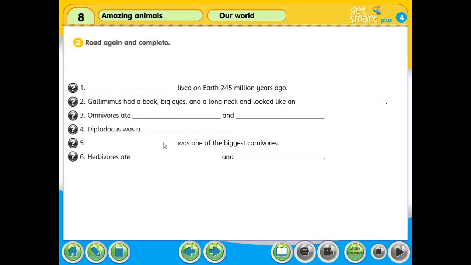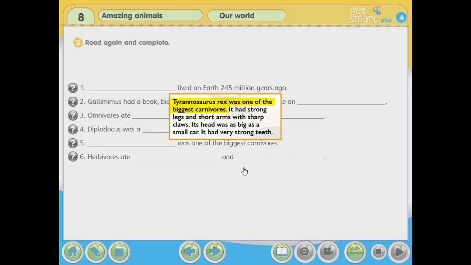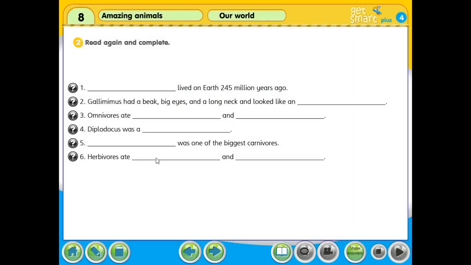Number 5, blank was one of the biggest carnivores. Look at the hints. Tyrannosaurus Rex was one of the biggest carnivores. So what's the answer for number 5?